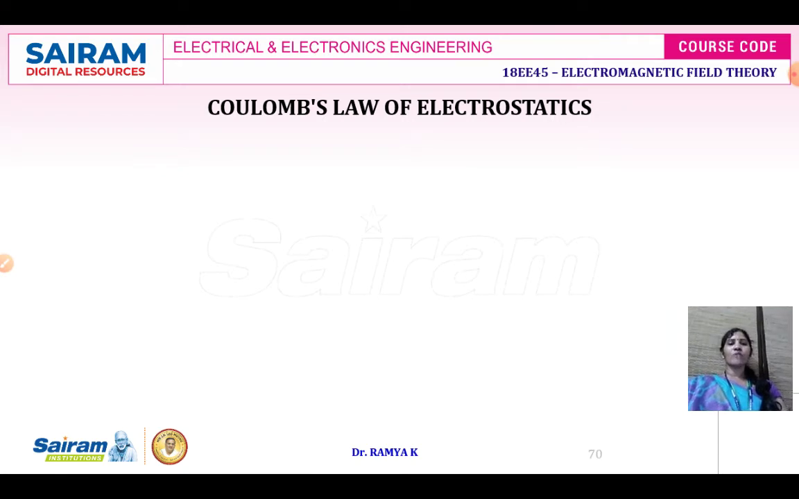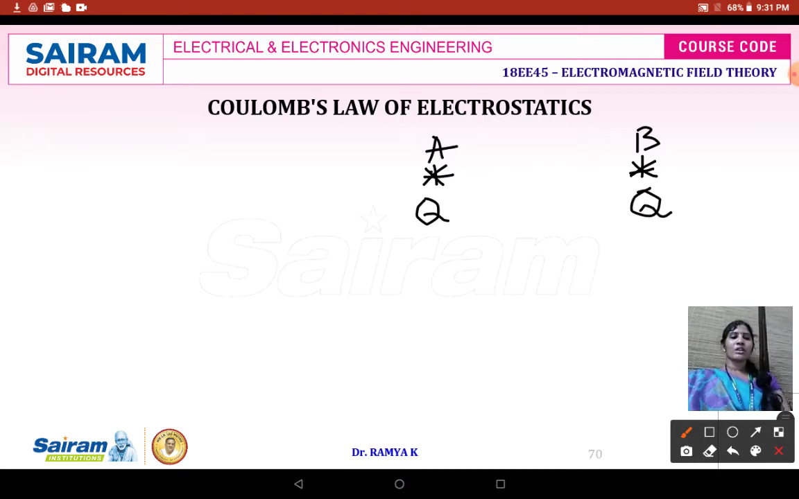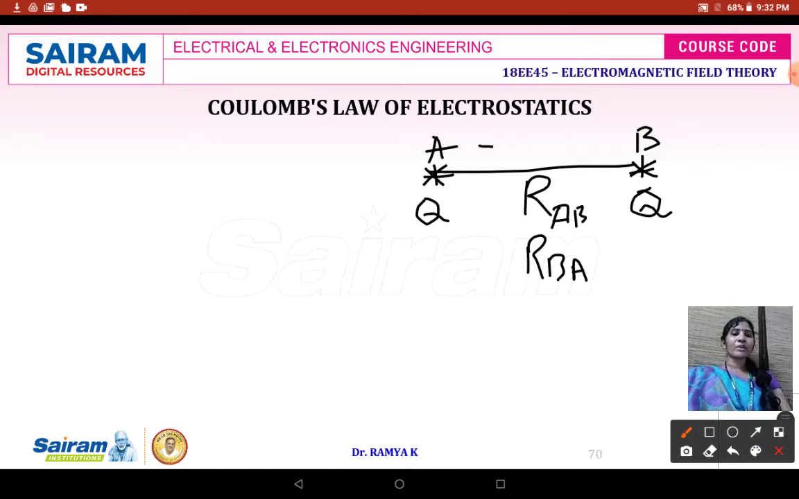Coulomb's law of electrostatics. This is going to be your second law. So to understand Coulomb's law of electrostatics, first we have to consider two charges. You consider point A and point B. Here you are going to have one point charge and here you are going to have one point charge. These two point charges are displaced at a distance of r meters. So here I can write the distance r as r_ab or r_ba, depending upon whether the vector is going to travel from A to B or from B to A.